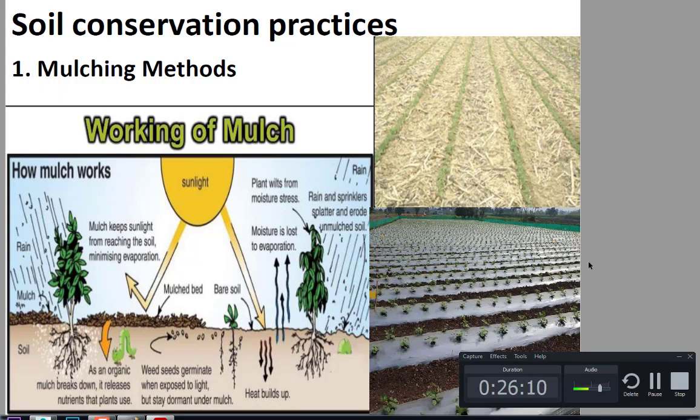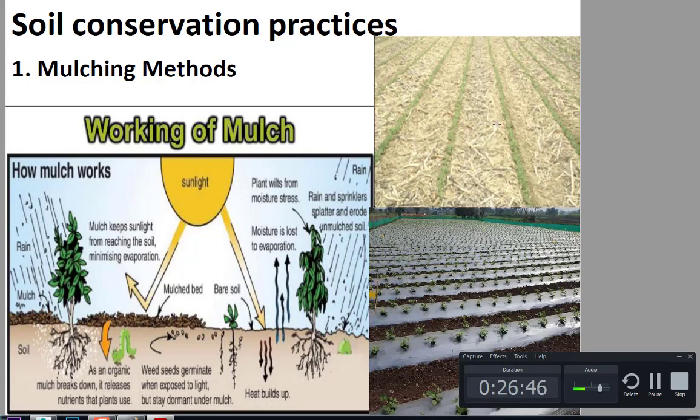So what is the meaning of this mulching? Here in this slide you can see some litter material is spread on the agriculture field. This one is a crop field, and some dry litter is spread on this field. So how does it work? The mulching method functions for the conservation of soil particles.